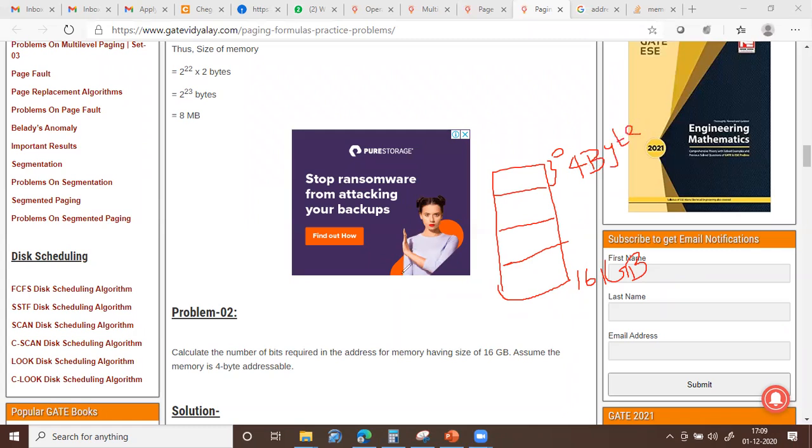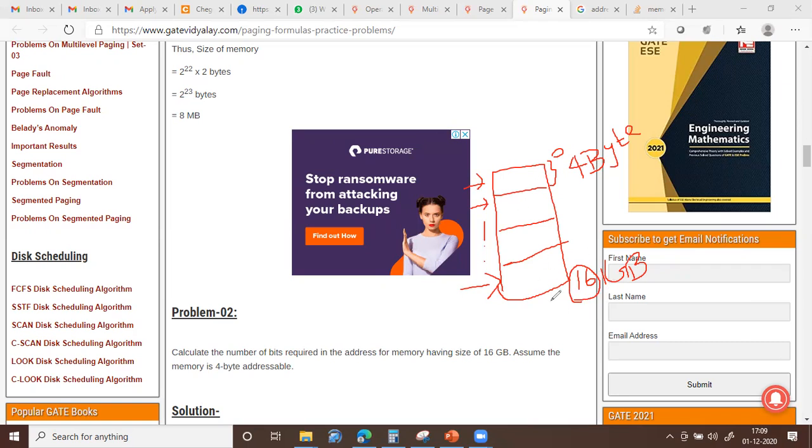Now the question is the number of bits required to address this memory. First you have to identify how many bits you require to address 16 GB, and then divide by 4, because each location contains 4 bytes. So we do not require that many address bits. We need to identify how many bits are required to address the 16 GB memory, divided by 4. That will be the value.